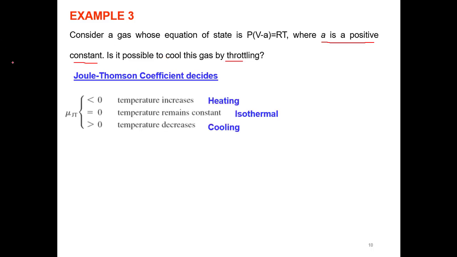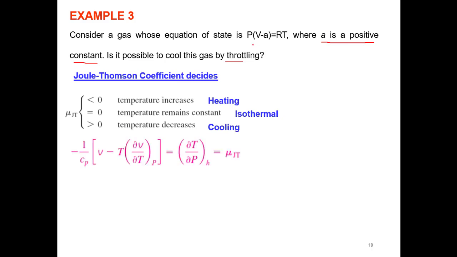If the value of the Joule Thomson coefficient is negative, then it is a heating process and the temperature increases as a result of the throttling. If the value comes out to be zero, then that's an isothermal process. If the value is positive, then cooling will be produced for that gas, right?